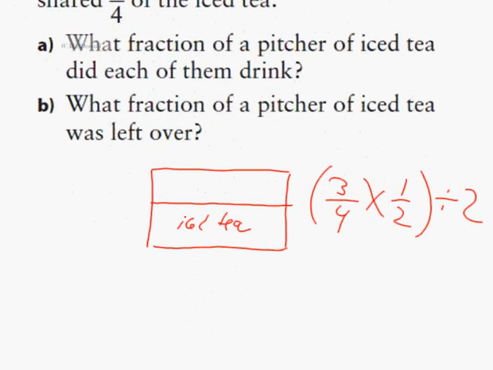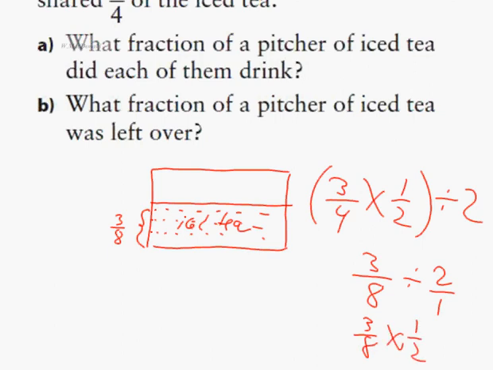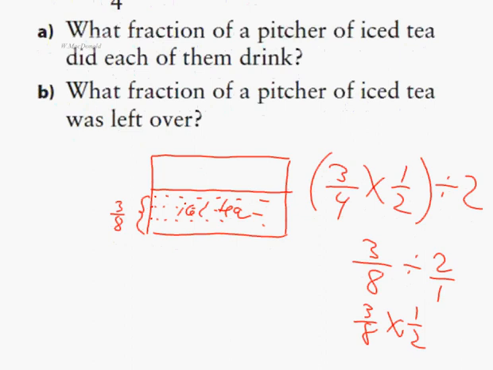So we work this out. This is 3/8 of the pitcher they drank. So if they drank 3/4 of this half, so there's a quarter, there's a quarter, and there's a quarter. They drank 3/4 of it together. But it says how much did each of them drink? Well, since this is 3/8 of an entire pitcher divided between the two of them, we would change this to 3/8 multiplied by the reciprocal. Each of them would drink half of 3/8, which means you would have 3/16. So each person would have drank 3/16 of a pitcher.